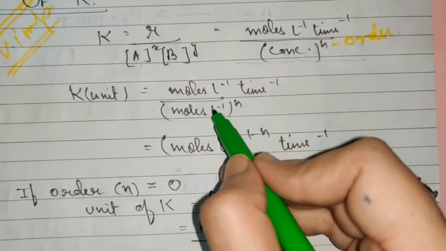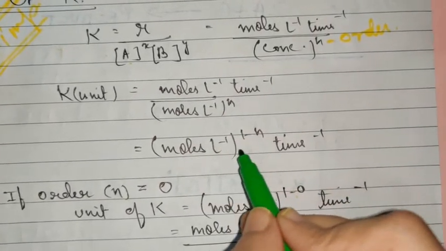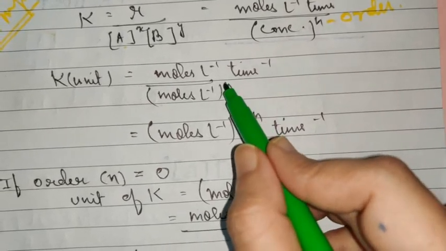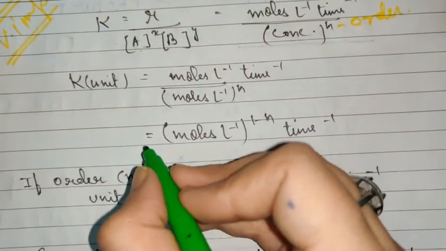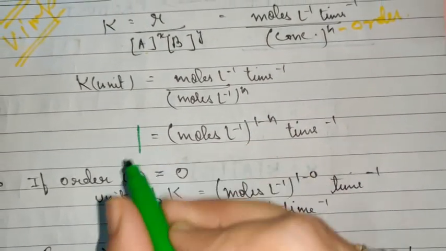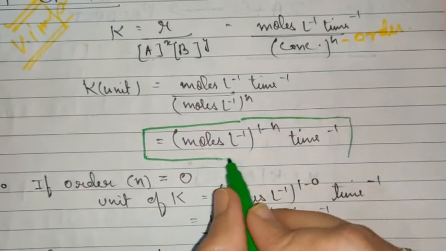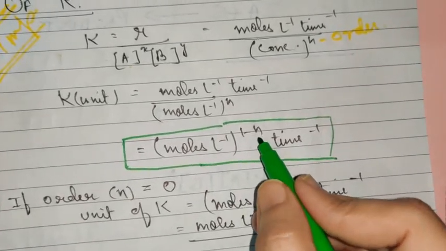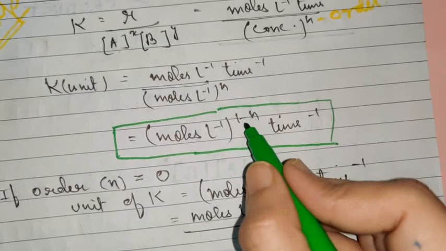Now since numerator and denominator have the same values, it can be written in this way: moles per liter raised to the power 1 minus n, when this will move up, and time inverse. So this is a common expression for the unit of K. Now it depends what is the order of the reaction. Accordingly, the value of n will be substituted here.